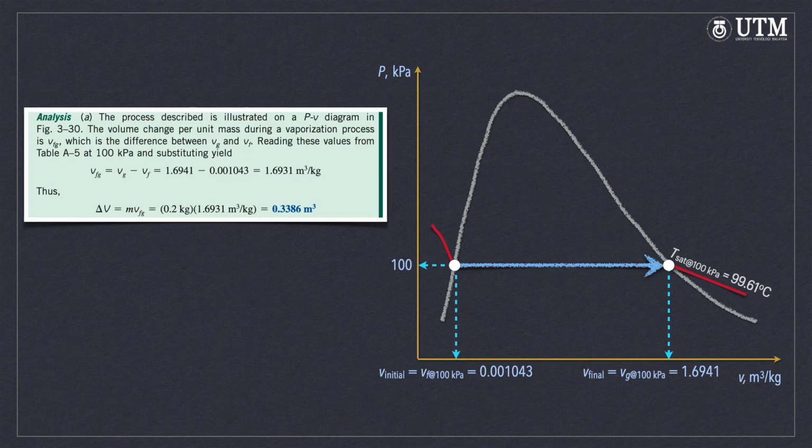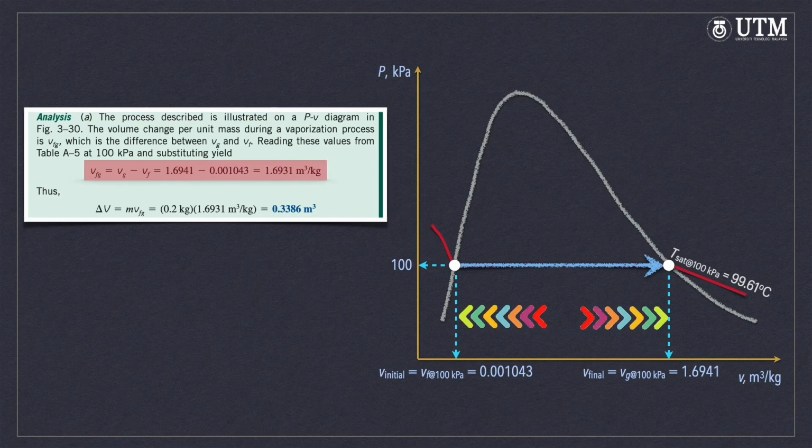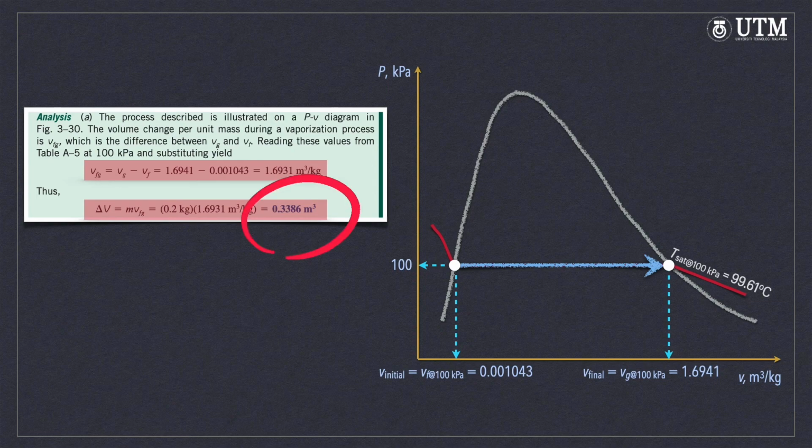Therefore, the total volume change during a vaporization process can be determined through the following analysis. The specific volume of the vaporization process is the difference between the specific volume of the saturated vapor and the specific volume of the saturated liquid, or v subscript g minus v subscript f. Thus, the volume change is 0.3386 cubic meters.